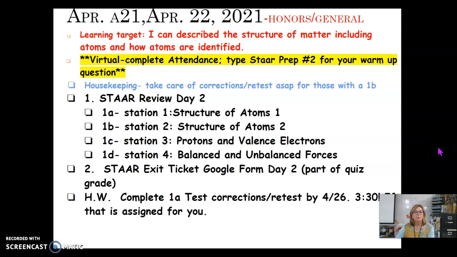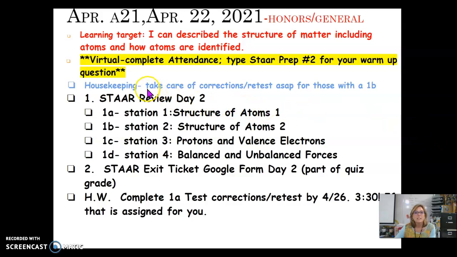First of all, today's April 21st, and your learning target is that you should be able to describe the structure of matter, including atoms and how atoms are identified. So this is day 2 of our STAR prep. If you are a virtual student at home, you are watching this and you need to go type STAR prep number 2 in for your warm-up. If you are in class face-to-face, you don't have to do that warm-up.